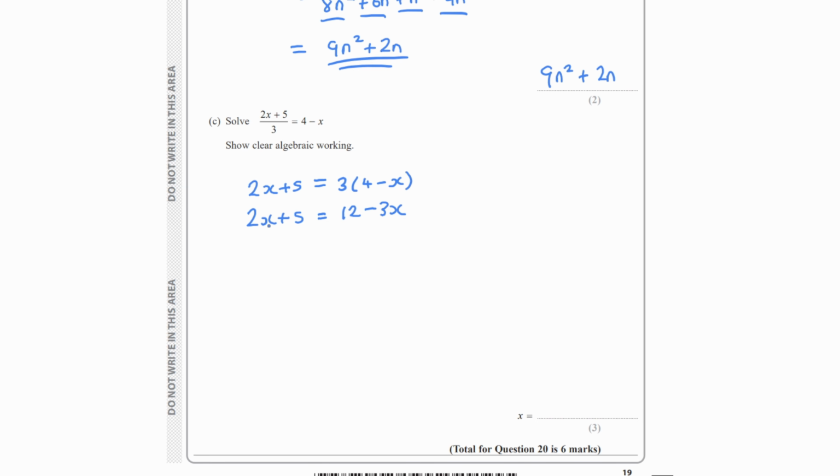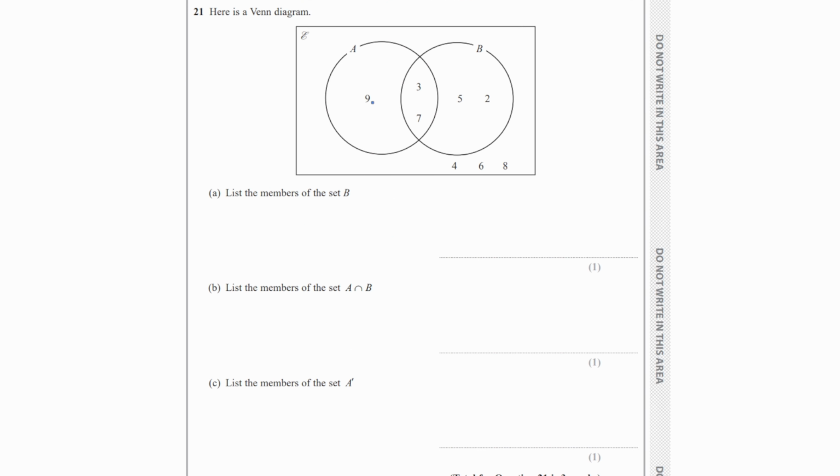Now I want to collect together my x's on one side and my numbers on the other, so I'm going to add 3x to both sides. That takes me to 5x add 5 equal to 12. Then I'm going to subtract 5 from both sides. It's a two-step equation, so that gives me 5x is equal to 7. And then I'm going to divide by 5 on both sides. x is equal to 7 over 5. It would be 1 2/5, which would be 1.4. So that's my answer.